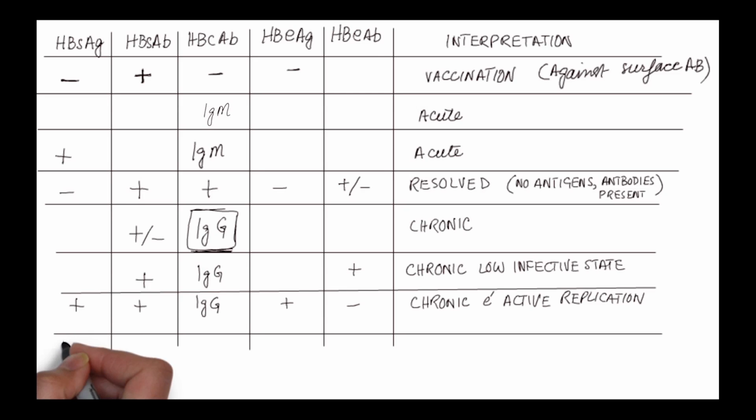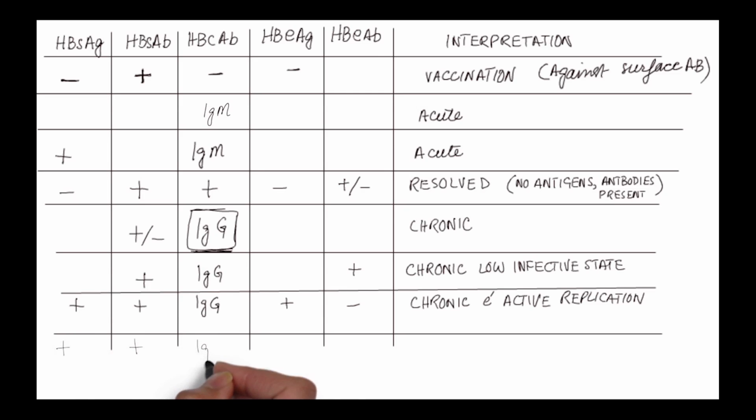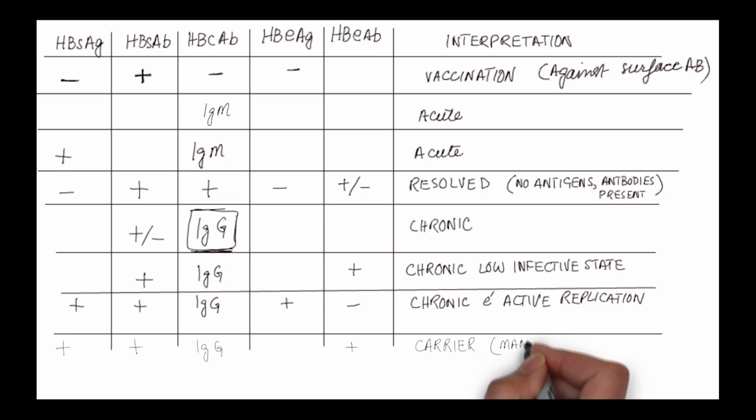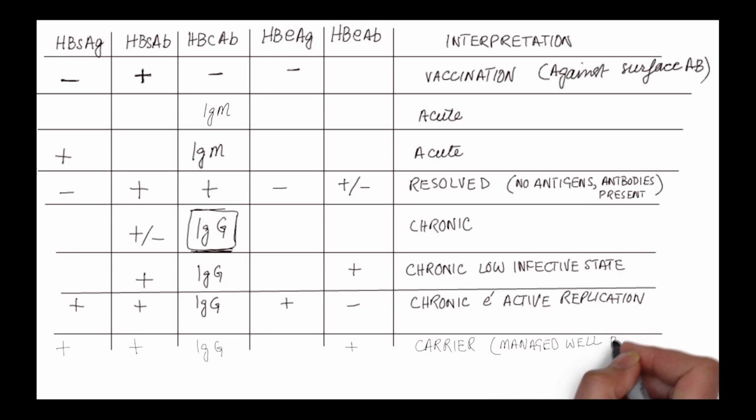Now finally, the carriers. What is the carrier state? Carrier state is where the virus is present, it is making antigens. The antigens and antibodies are equal in amount. The virus is under check. These patients are not tolerant. It's just that the immune system is managing the virus very well. That is a carrier state.